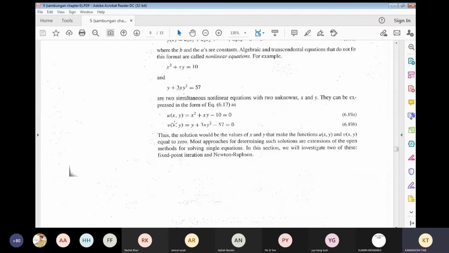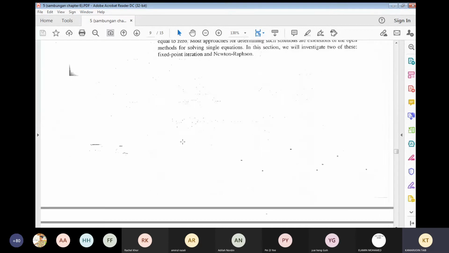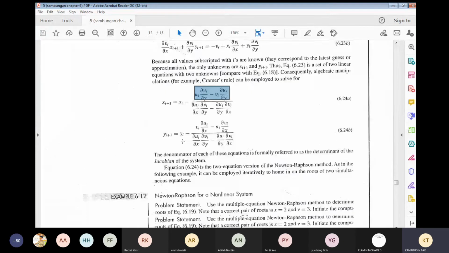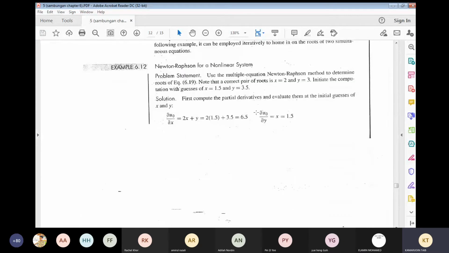Next, ∂v/∂x will be 0, so we get 3y squared, minus 0. And then ∂v/∂y will be 1 plus 6xy minus 0. Understand how to take partial derivatives. So this is the calculation for the partials.